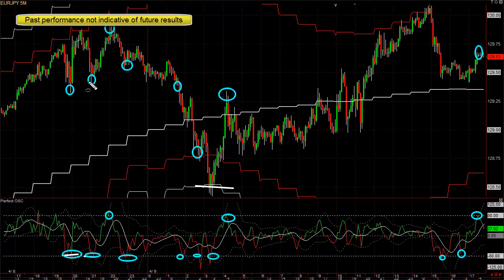Let's count how many there are. 1, 2, 3, 4, 5, 6, 7. There's another one here at 8, 9, 10, 11. How many of those worked? 1, 2, 3. Barely worked, but it did work. So that's 4. This one failed. 5, 6, 7, 8, 9. So 9 out of 11 of them worked when they hit these extremes.